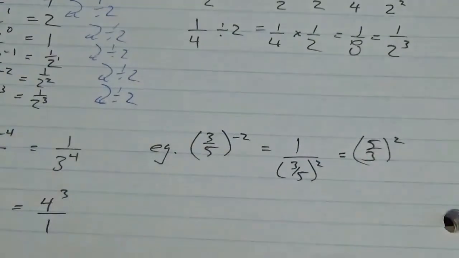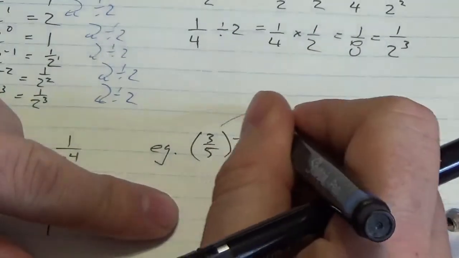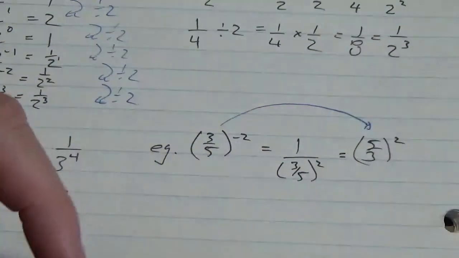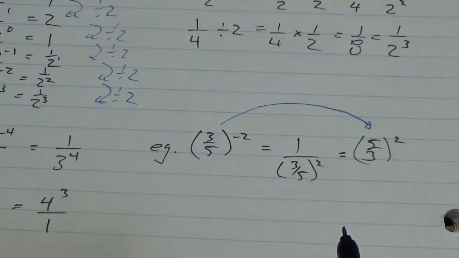So one of the things I can do here, if you've got a fraction that is the base of the power, that negative can simply be thought of as causing the base of that power to reciprocate.